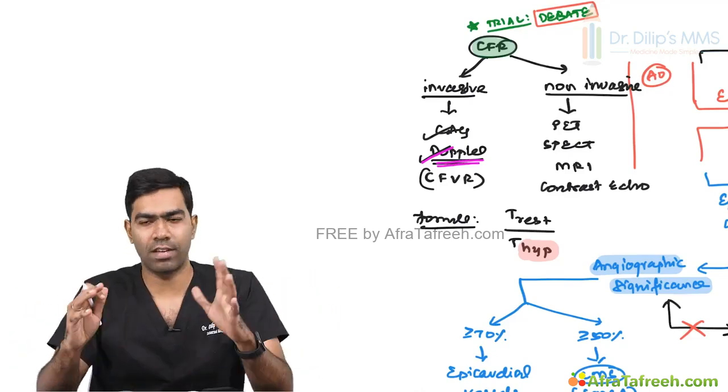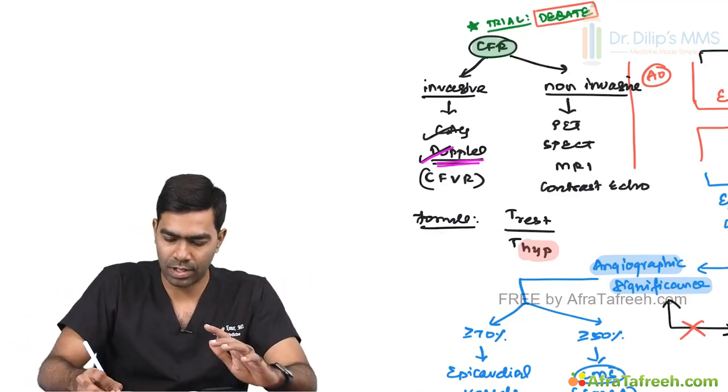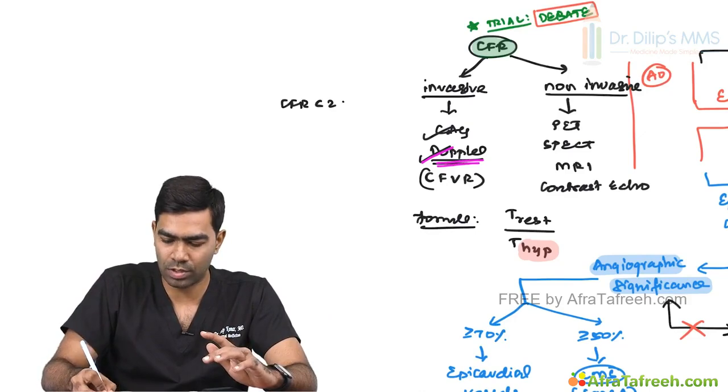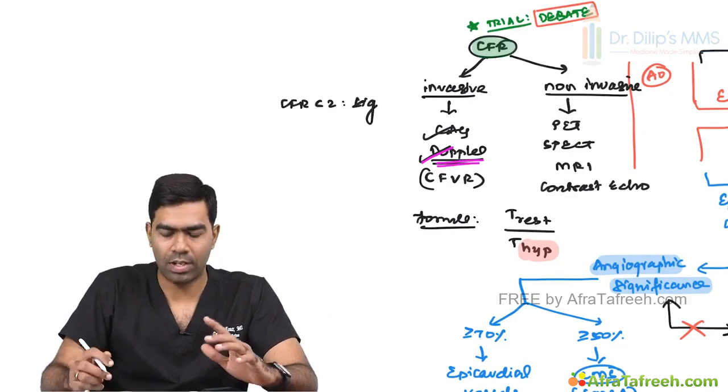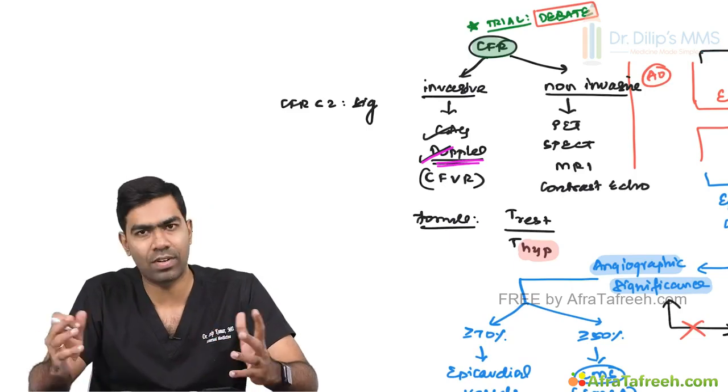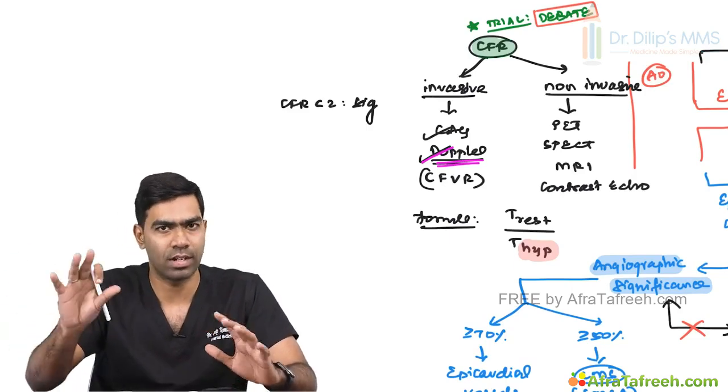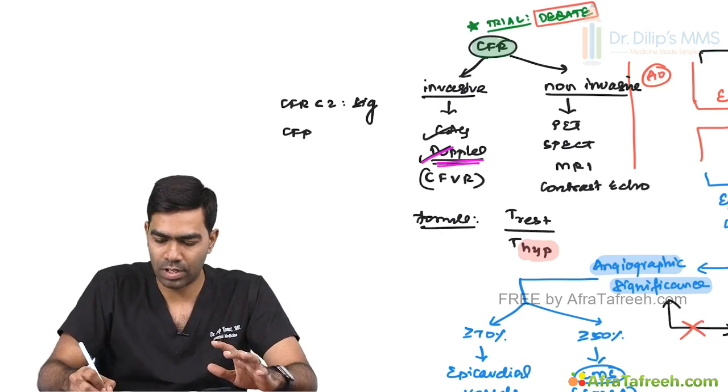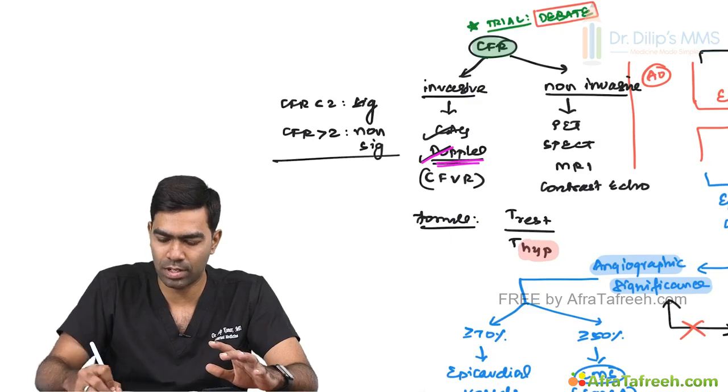That's all. Is there any value to tell that CFR is significant? Yes, of course. CFR of less than 2 is considered to be significant. Even though it assesses the entire coronary tree, CFR less than 2 usually tells there is some microcirculatory dysfunction. That's the idea. CFR of more than 2 means it's non-significant, which means the microvasculature is okay.